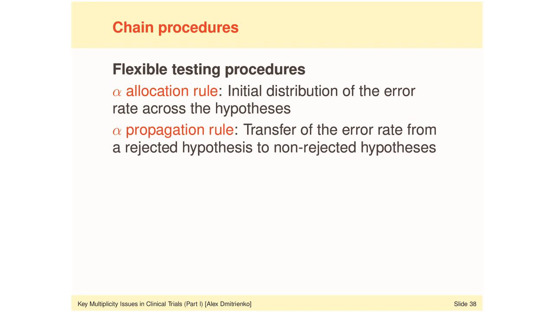This rule governs the process of splitting the overall alpha over the hypotheses to be tested. And the second rule, which is the alpha propagation rule, defines the process of transferring or propagating the error rate from a rejected hypothesis to other non-rejected hypotheses. These are, of course, somewhat formal definitions, and these rules will be illustrated on the next several slides.